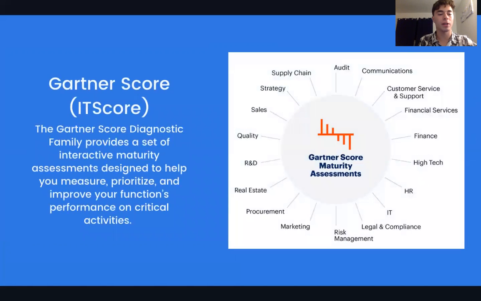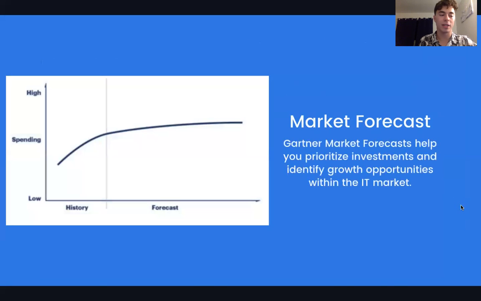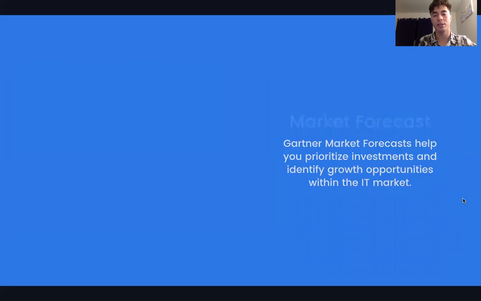Going into our next slide, we have our Gartner score. This is essentially just to help our clients understand where they should be placing more emphasis. And so it helps them understand where they should be prioritizing at the current time. In regards to market share, we have a methodology where clients are given a lot of information, and it's used to validate clients' assessment of a market's leading providers. Next, we have our market forecast, which helps our clients understand market opportunities and identify changing market conditions.